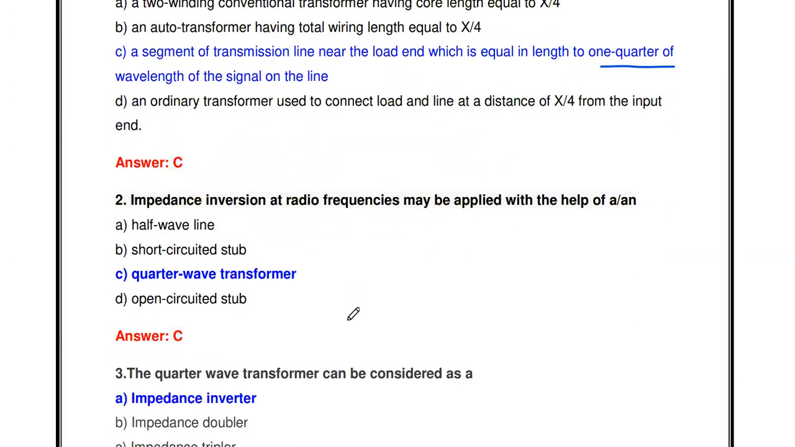The next one, impedance inversion. Impedance inversion at radio frequencies may be applied with the help of a dash. The impedance inversion at a radio frequency can be applied using a half wave line, short circuited stub, Quarterwave transformer, or open circuited stub. So using a Quarterwave transformer, we may provide the impedance inversion at radio frequencies.